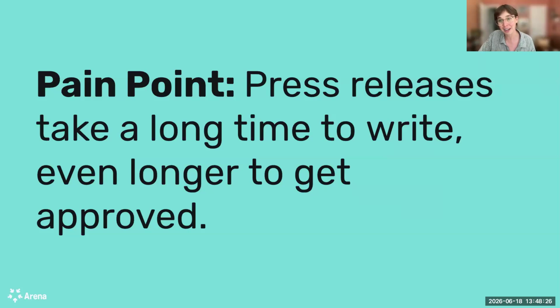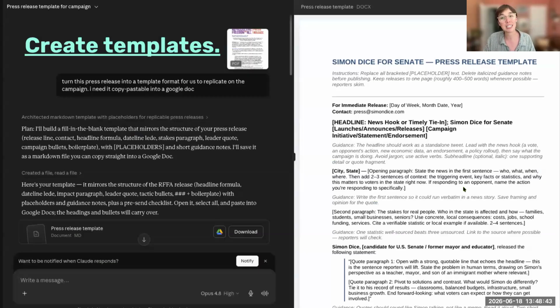There is a question in the chat about how to make sure we're communicating authentically with our voters, making sure that we're still being credible sources of information. And I wouldn't necessarily use the bot to write a press release, but what you could do is create a template press release using the bot.